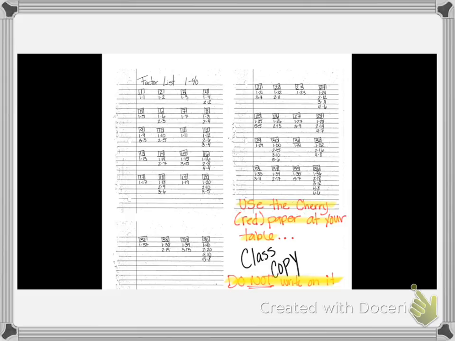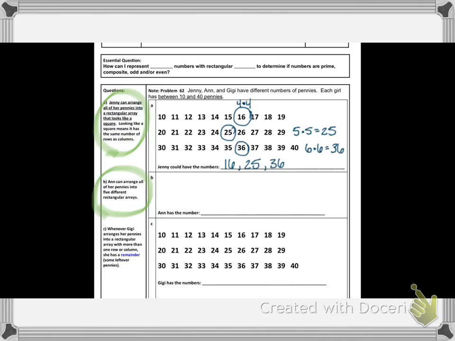If we continue to look through this cherry sheet of paper, the only number that you can get to 5 separate ways is going to be the number 36. Again, make sure you're not writing on this paper, but just noticing. 36 has 1, 2, 3, 4, 5 different ways to get to it. So we are going to go back to our note sheet and say that the only number Anna can have is the number 36.